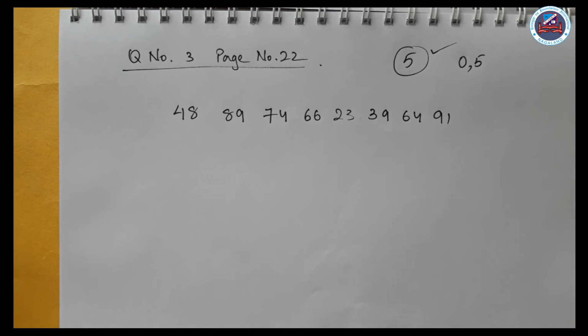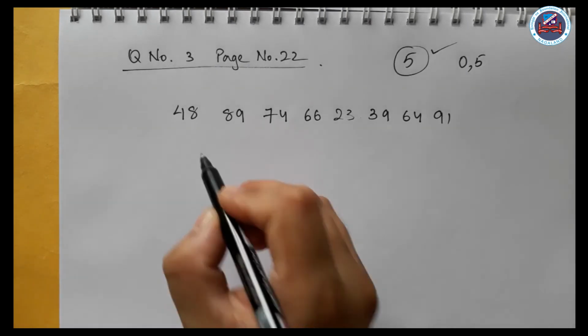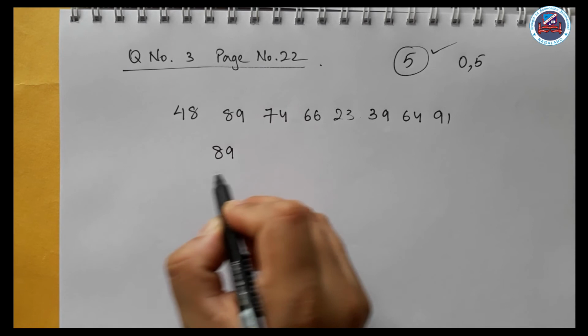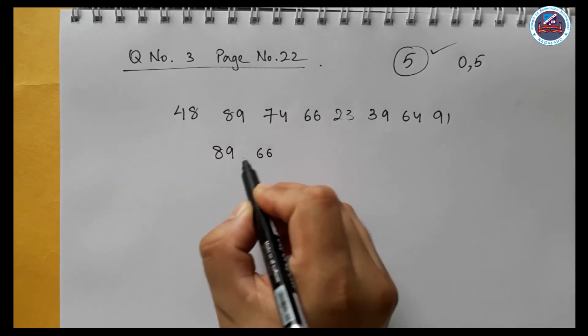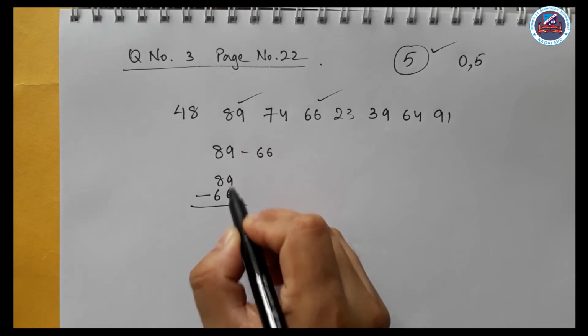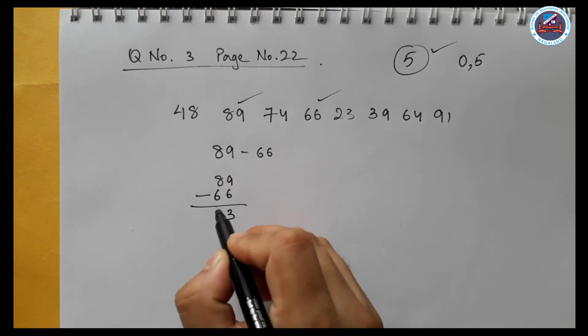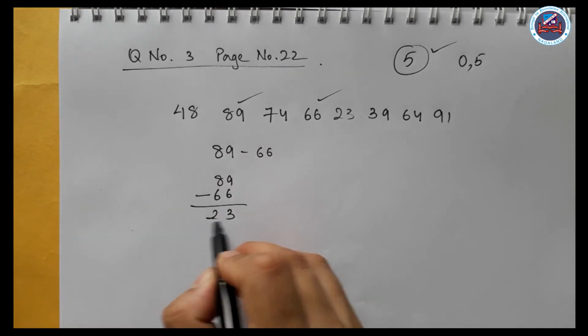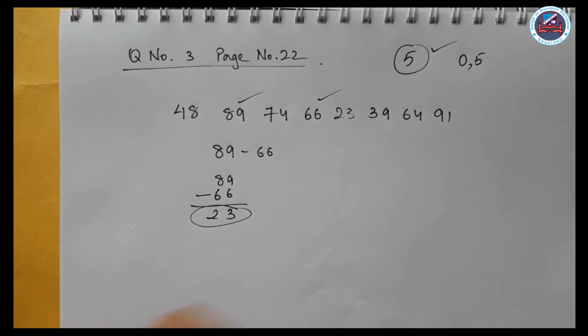Now, firstly, let's take an example of 89 and 66. 89 minus 66. 9 minus 6 is 3. 8 minus 6 is 2. So we're getting 23. 23 is not divisible by 5. So this pair is not divisible by 5.